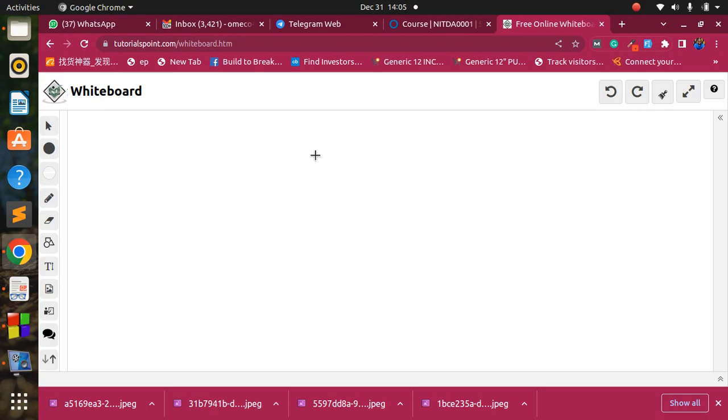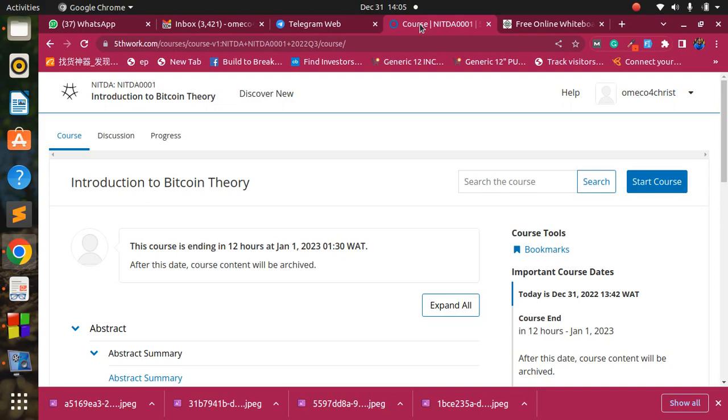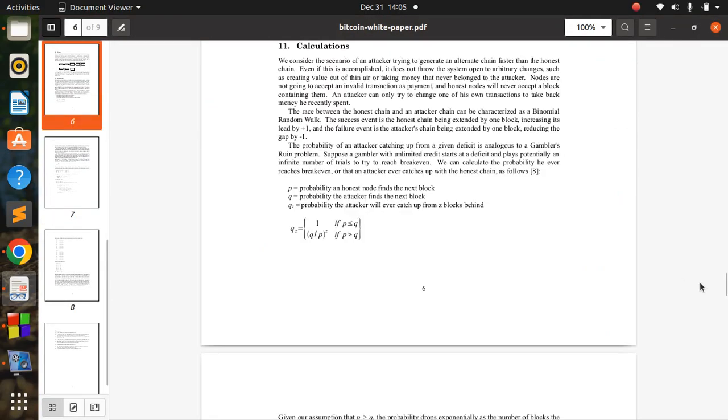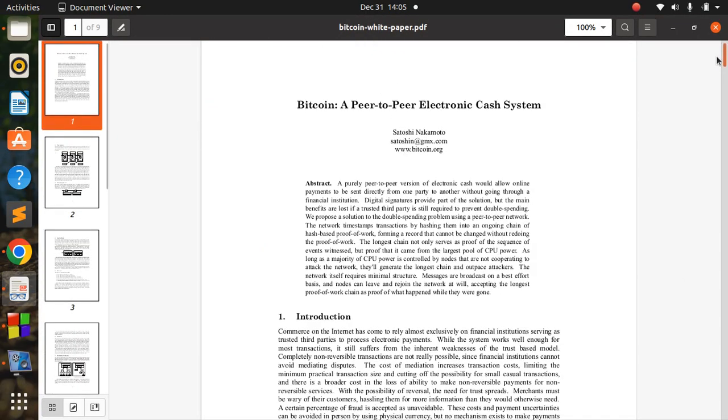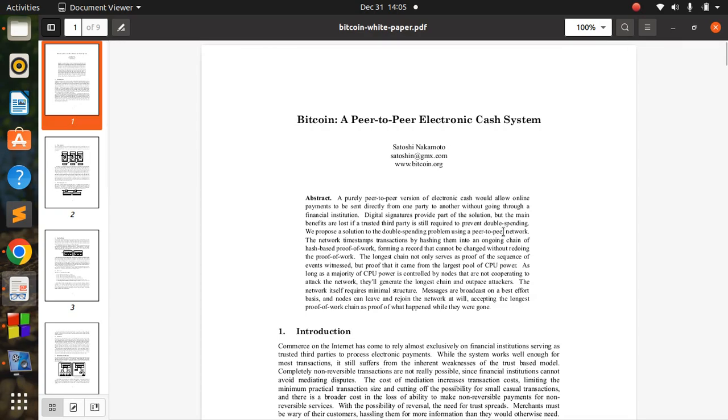So the material we have been given to work with is on Fifth Work. The course on Fifth Work, which is Bitcoin theory, is similar to the Bitcoin white paper. The Bitcoin white paper is basically the same thing. For those of you who did project work in the university, a white paper is like a research paper on the principles and concepts of Bitcoin.